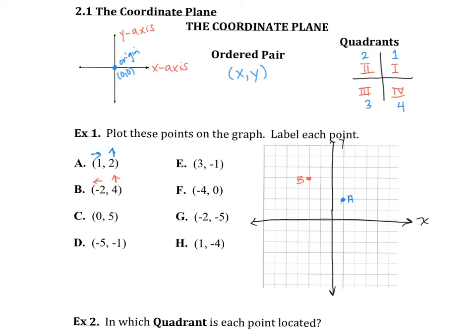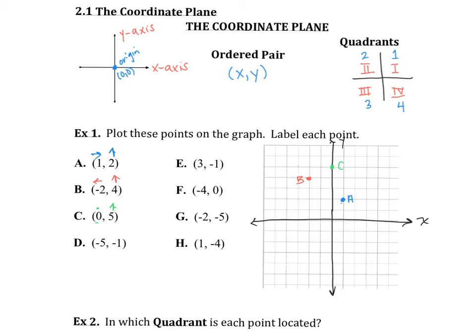Okay, let's go to C. C, let's see. It has 0. So I don't go to the side at all. But the y value is positive 5. So I'm still going to go positive 5 in the y direction, which is up. So from the origin, I don't go to the side at all, but I do go up 5. 1, 2, 3, 4, 5. That's point C.